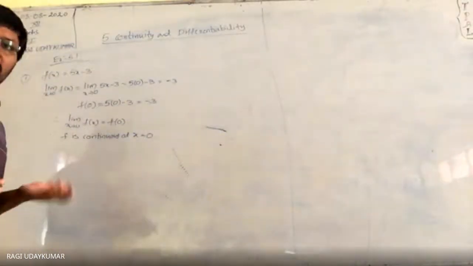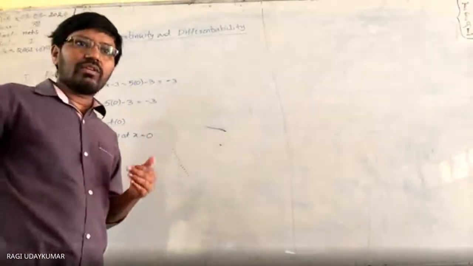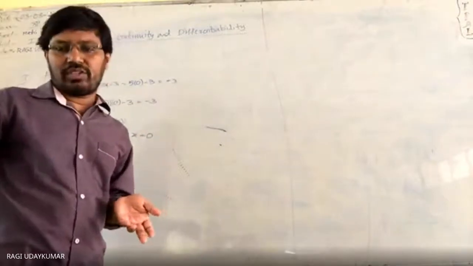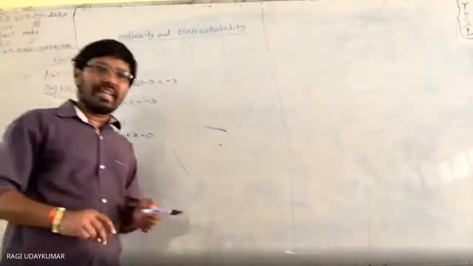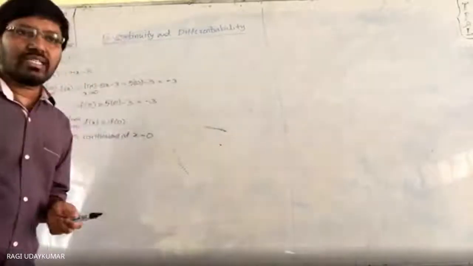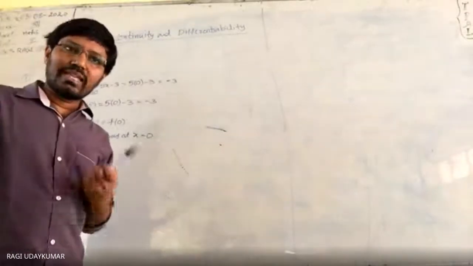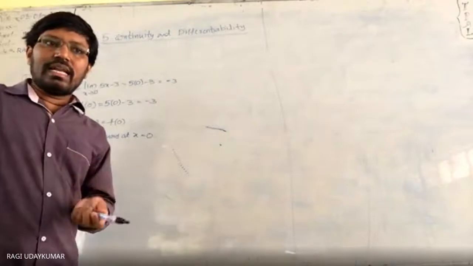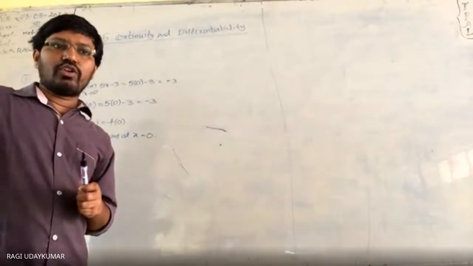Like that, x equal to minus 3 is given, you can do it. x equal to 5 is given, you can do it. So this problem is not very difficult for you. The second one, the continuity of 2x square minus 1 at x equal to 3, is also very simple. It's not very difficult for you to do that one.